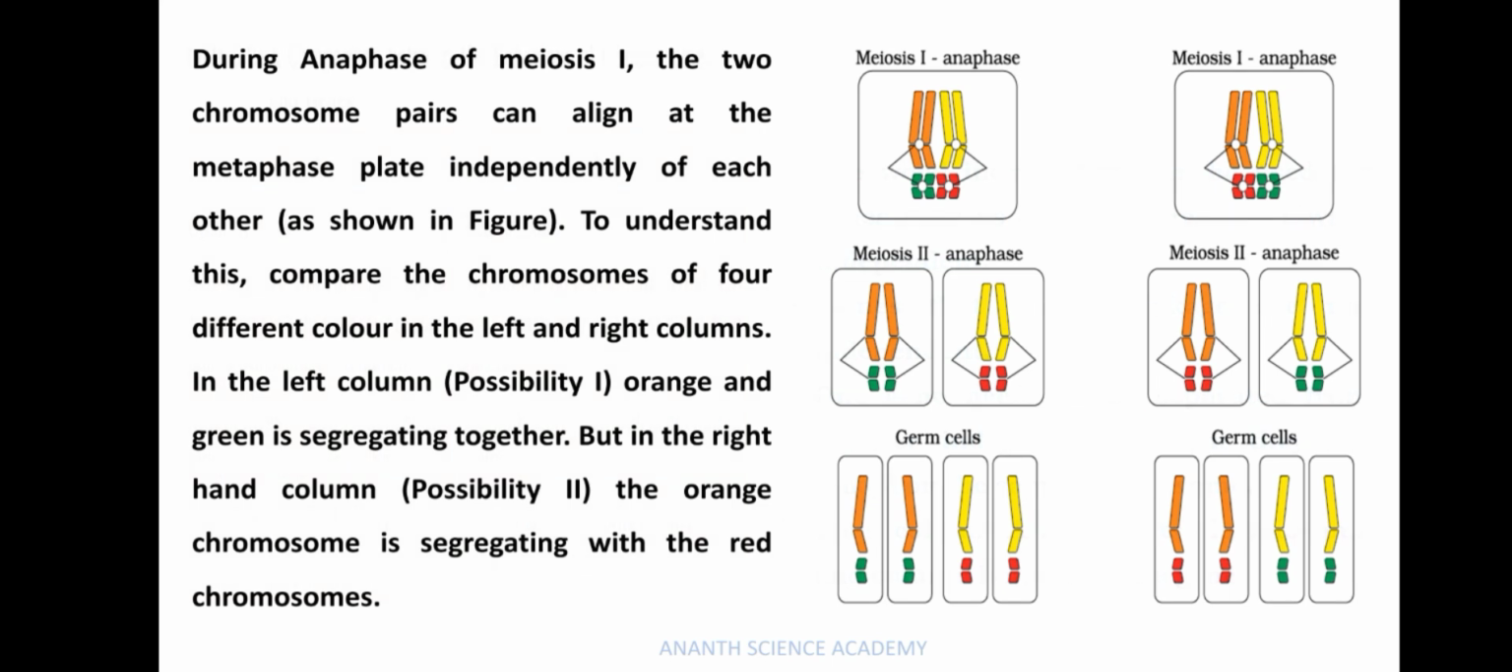During anaphase of meiosis 1, the two chromosome pairs can align at the metaphase plate independently of each other. You can see that in the figure. To understand this, compare the chromosomes of 4 different colors in the left and right columns. There are 4 different colors: orange, yellow, green and red. In the left column, orange and green are segregating together, but in the right hand column, the orange chromosome is segregating with the red chromosomes.